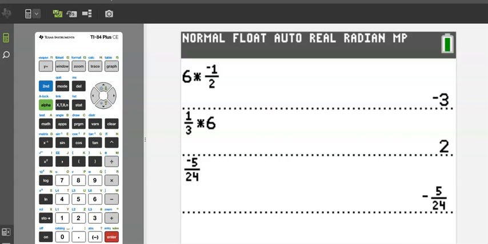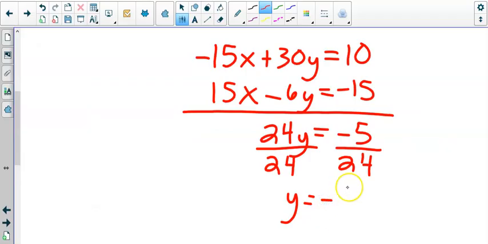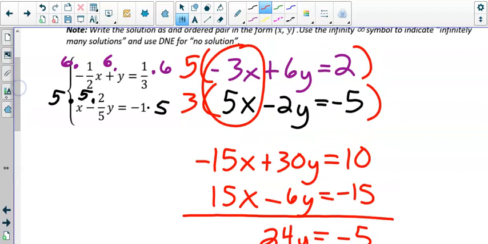Nasty looking fraction. Unfortunately, this problem generates that. You're going to have nasty looking fractions. You're going to need to let the calculator do its job for you to help speed things up. So our y value is definitely negative 5 over 24. So if we think about what we've done so far, these things are going to intersect. You just found the y value. How do we find x?